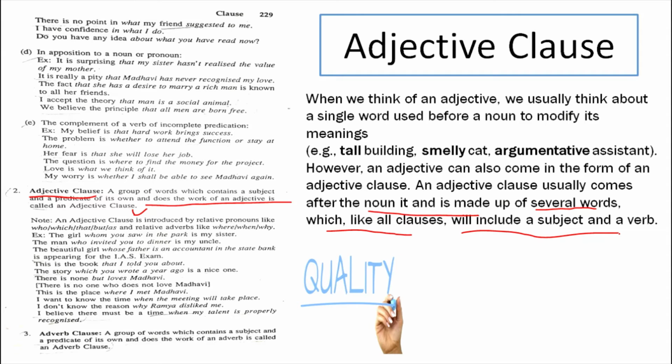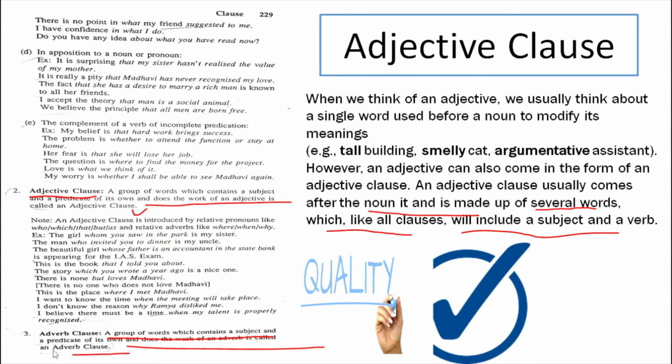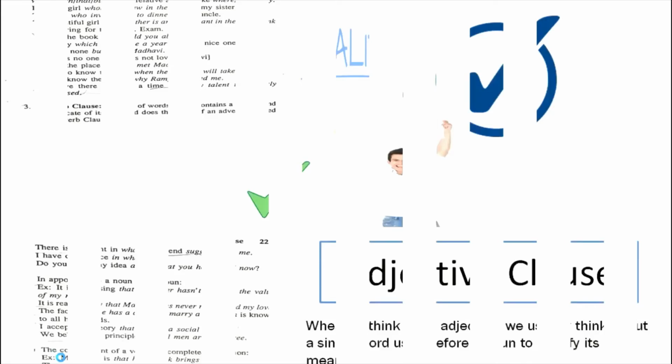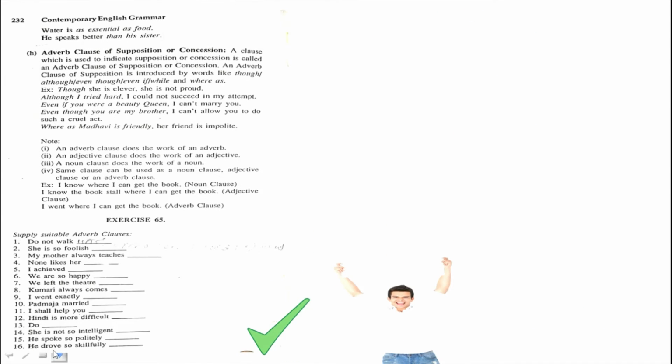Now let's understand the adverb clause. An adverb clause is a group of words which contains a subject and predicate of its own and does the work of an adverb. It is called an adverb clause. I have made a video upon adverbs also. If you want to understand adverbs, you can check it out. So this was adverb and adjective clauses. Now let's understand the adverb clause.